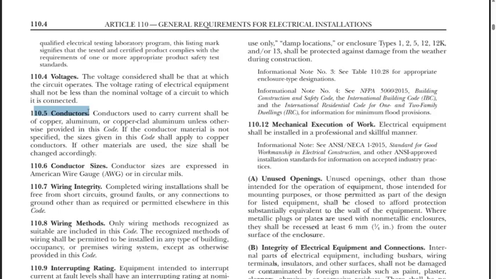Conductors used to carry amperage current shall be of, and this is the only type we can use, copper, aluminum, or copper-clad aluminum, which is basically aluminum with a little coating of copper, unless otherwise approved by this code.